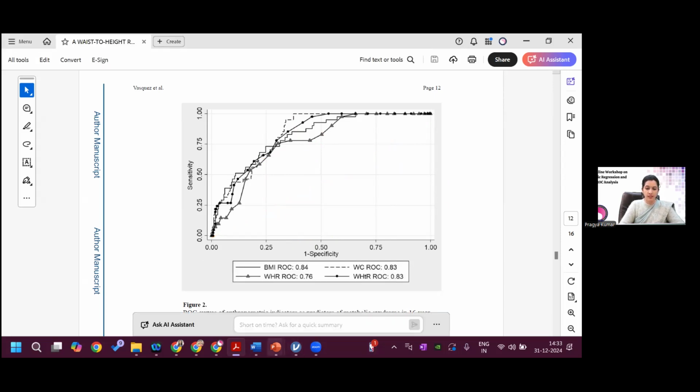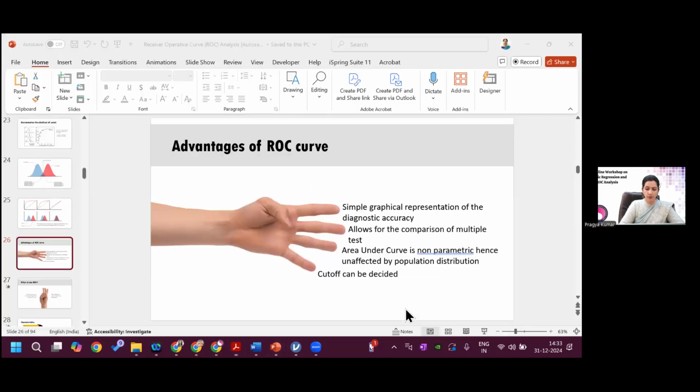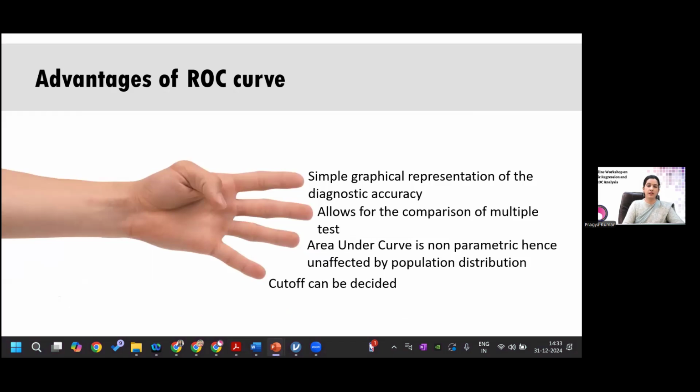And in Jamovi, this option is there where you can compare all these tests, the cutoff value and the diagnostic accuracy of the particular screening method. So this is a simple graphical representation of diagnostic accuracy, and it allows for the multiple comparison that we have just said. If you have got 3, 4 tests, then you can compare these with each other also.